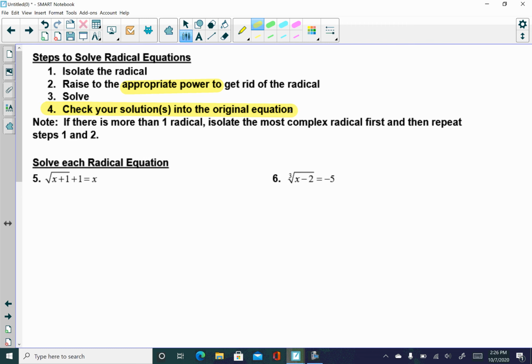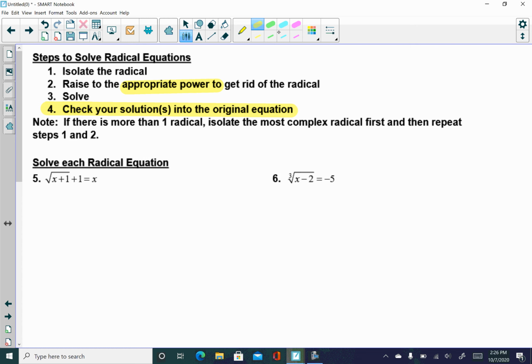So usually the hang up with rational expressions that we just looked at was that you can't have zeros in the denominator. With radical equations, you cannot take an even root of a negative number. So always make sure that when you substitute back in, your answers again make sense.